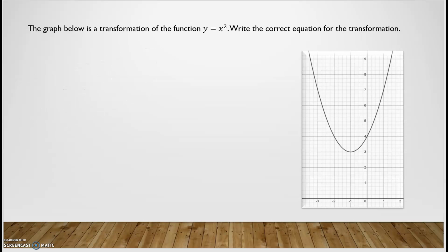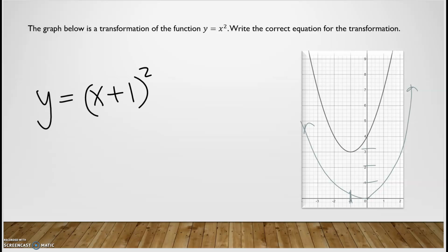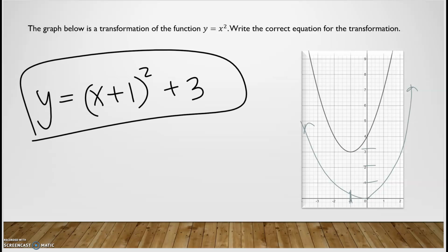Okay, for this one, x squared, we know it starts at 0 and it goes up something like this. Okay, so what we have done is we've moved over to the left, it looks like 1 unit, and then we've gone 1, 2, 3 up. Okay, so we've got y is equal to x plus 1, whole thing squared, plus 3. And that would be our answer.